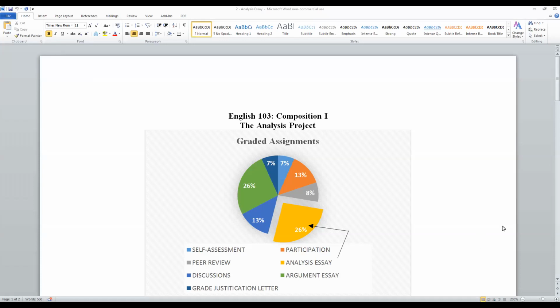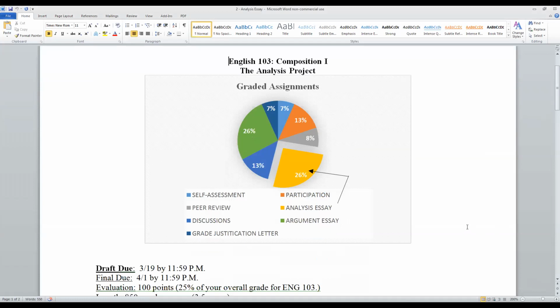I shared this with you last week, so pardon me if this is a repeat, but this is why, again, we start each session with a review and preview. Now, again, quickly previewing, or in this case, reviewing this assignment, you see that it's worth about 26%. So essentially the same as the argument essay, all right?